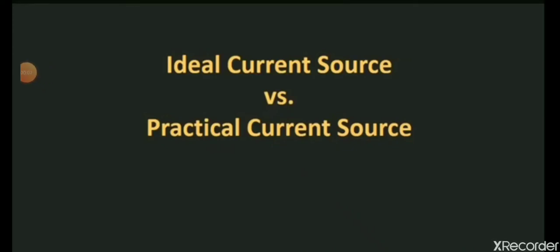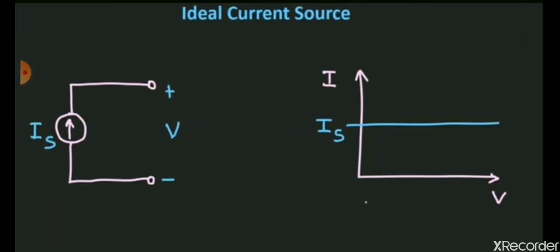Hello friends, today we are discussing ideal current source and practical current source. First we can see ideal current source. Now this is the symbolic representation of ideal current source. This arrow indicates the direction of current.